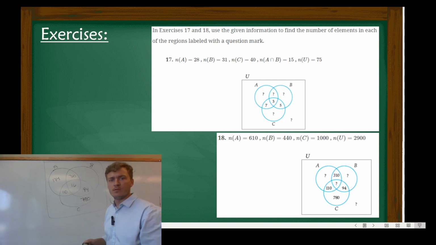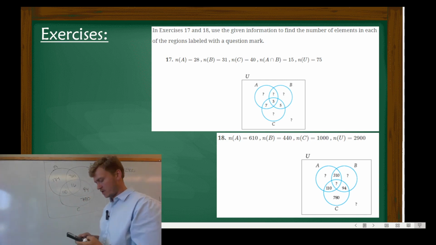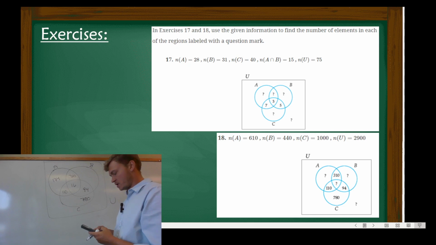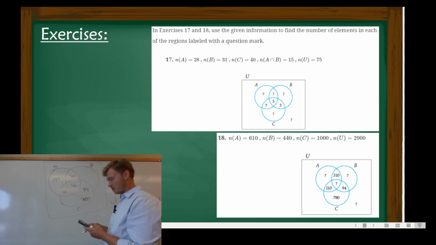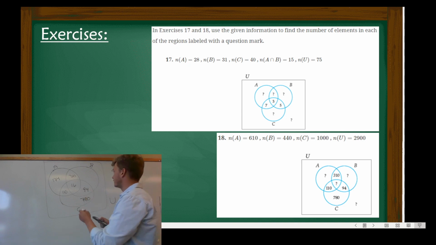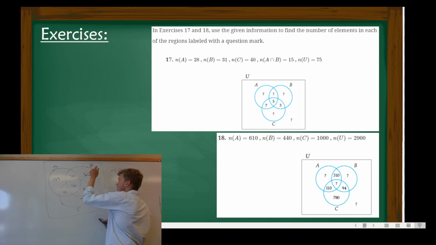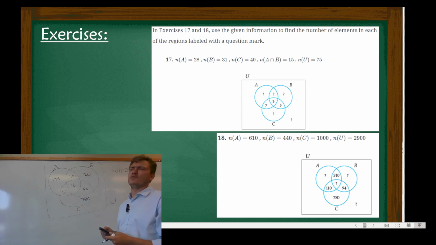For B, once again, they tell us 440. So I'm going to start with 440. I'm going to subtract the 310, subtract the 16, subtract the 94. We'll have 20. So now we have all 7 regions accounted for within A, B, and C.